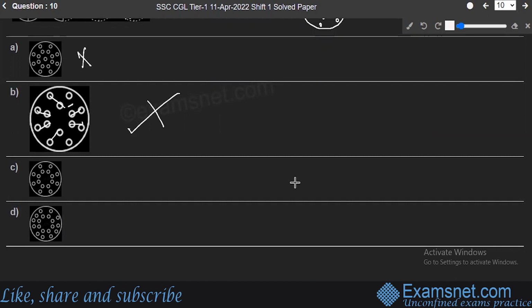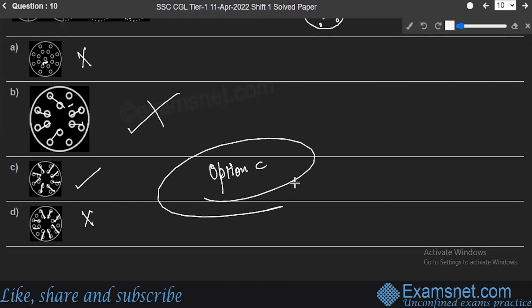Even this is not the one. Why? Because this circle is extra. The option C over here, this seems to be the correct one. 1, 2, 3, 4, 5, 6, 7, 8. This is the correct one. Even this is not the one. Why? Because see, these patterns are extra, right? Okay, so this is not a correct pattern as well. Therefore, option C is the correct answer for this question.